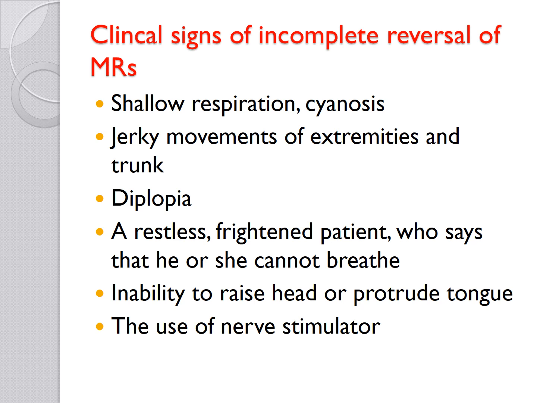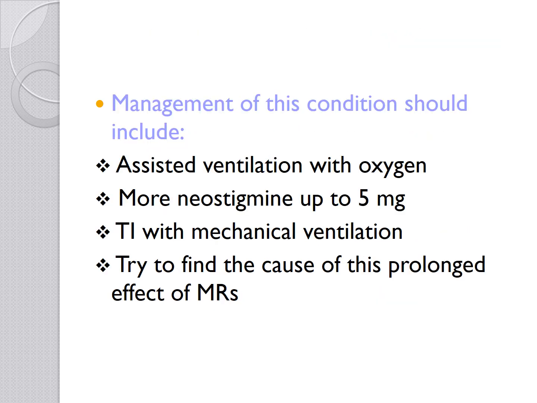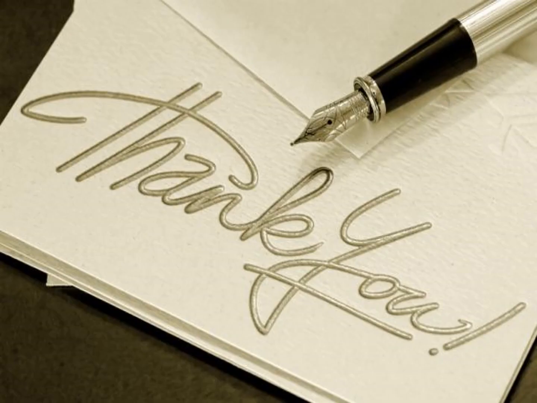Clinical signs of incomplete reversal of muscle relaxant: shallow respiration and cyanosis, jerky movement of extremities and trunk, diplopia, a restless, frightened patient who says that he or she cannot breathe, inability to raise head or protrude tongue, and use of a nerve stimulator. Management of this condition should include assisted ventilation with oxygen, more neostigmine up to 5 mg, tracheal intubation with mechanical ventilation. Try to find the cause of this prolonged effect of muscle relaxant. Thank you.